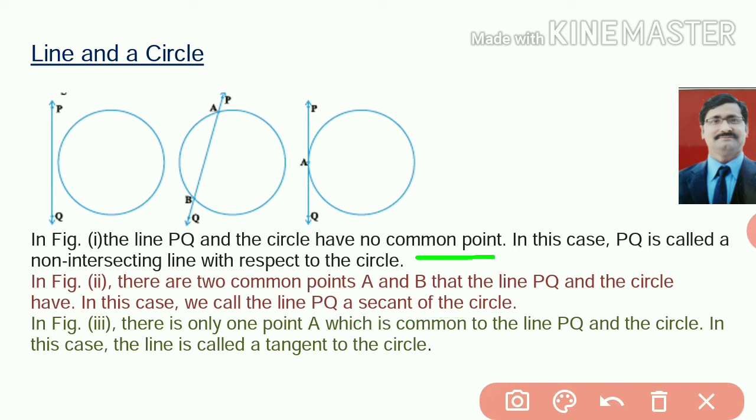Now the third case is a circle and a line intersecting at one point, that point is A. Look here, there is only one point A which is common to the line PQ and the circle. In this case, the line is called a tangent to the circle. So tangent means touching the circle at only one point.